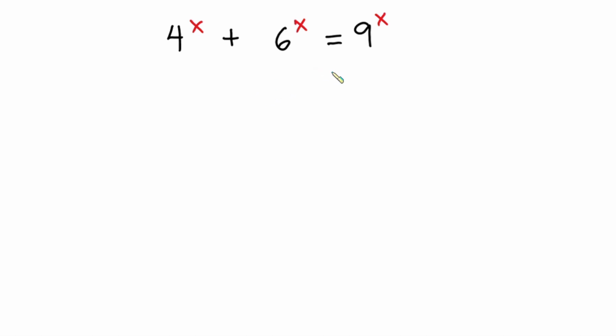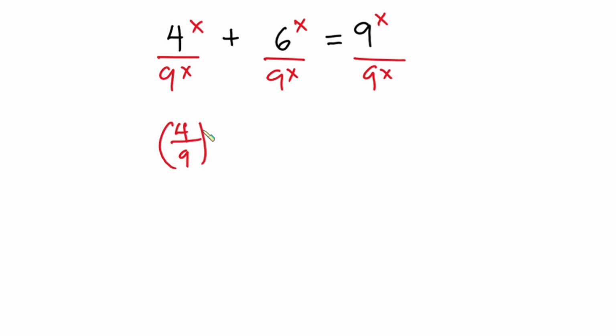The very first thing I'm going to do is to divide each side of the equation by 9 to the power x. So I'll divide here by 9 to the power x, I'll divide here by 9 to the power x, and lastly, I'll divide this side by 9 to the power x. Then from here, we have (4/9)^x plus (6/9)^x, and this side cancels, so we have the right hand side to be 1.